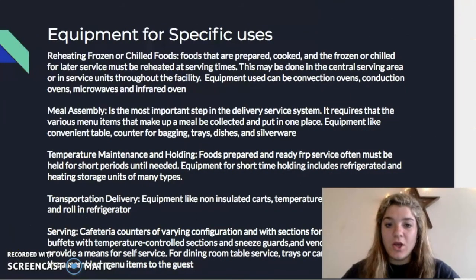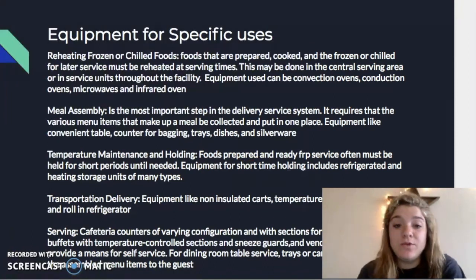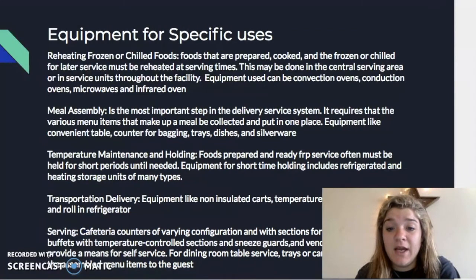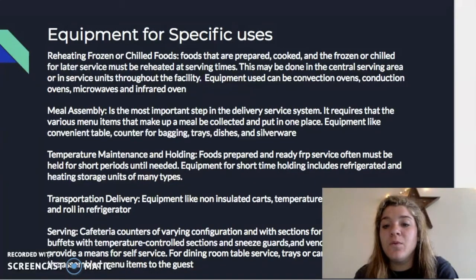Okay. Equipment for a specific use. Reheating frozen or chilled food. Food that is prepared, cooked, and then frozen or chilled for later service may be reheated at several times. This may be done in a central service area or in a service unit throughout the facility. Equipment needed would be convection ovens, microwaves, and infrared ovens.